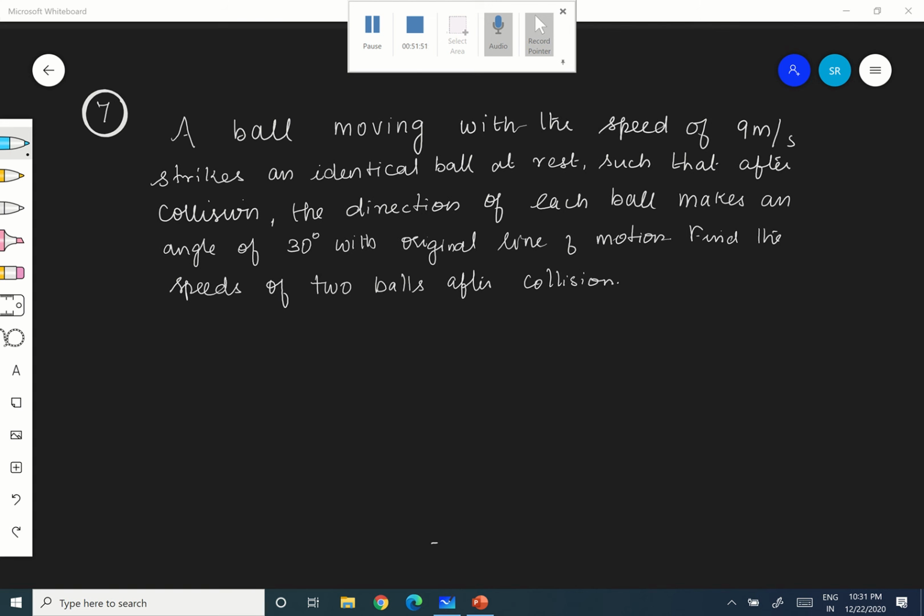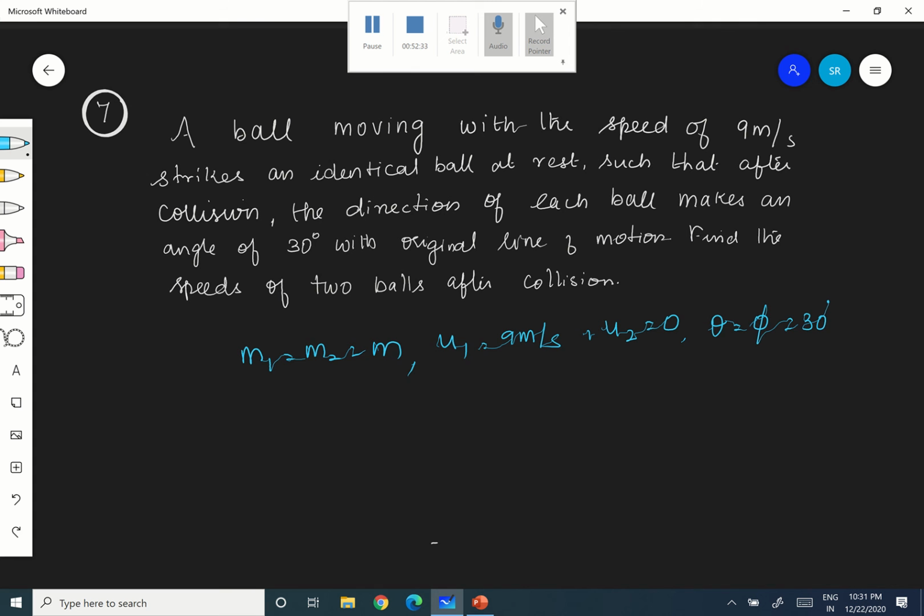Okay. So, let us see what all things are given. First, the balls are identical. Therefore, M1 is equal to M2 is equal to M. A ball moving with a speed of U1, U1 is equal to 9 meters per second, right? And an identical ball at rest. Therefore, U2, the second one, is equal to 0. The second ball is at rest. Such that after collision, the direction of each ball makes an angle of 30 degrees. Both the balls are making an angle of 30 degrees. Therefore, theta is equal to phi is equal to 30 degrees.